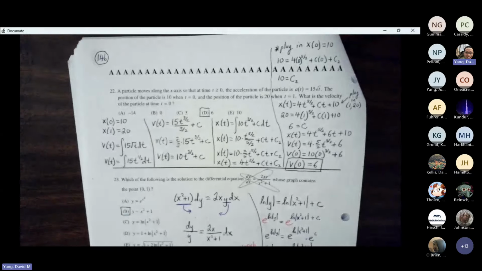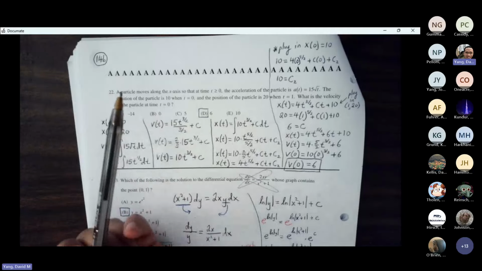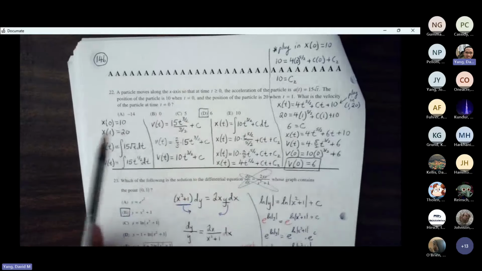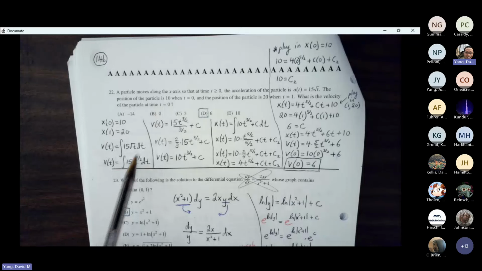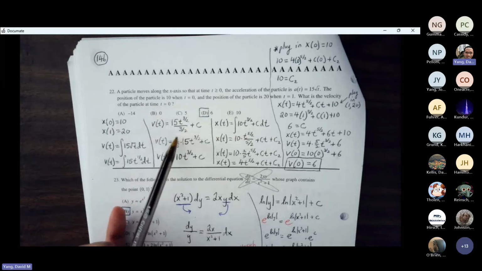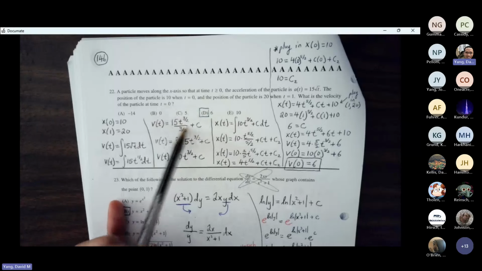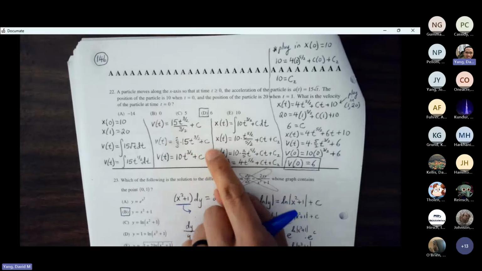Number 22 is a tedious problem because we have to take the antiderivative twice. So acceleration, and the integral of acceleration will bring us to velocity. We go through power rule, taking the ordered pair. Well, we can't plug in any ordered pair because we don't have any ordered pair at the velocity level. So we have to hold on to that C value. We go through power rule again.